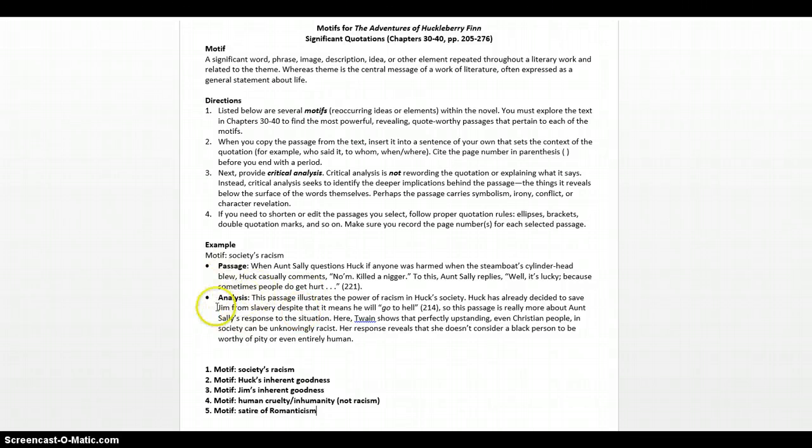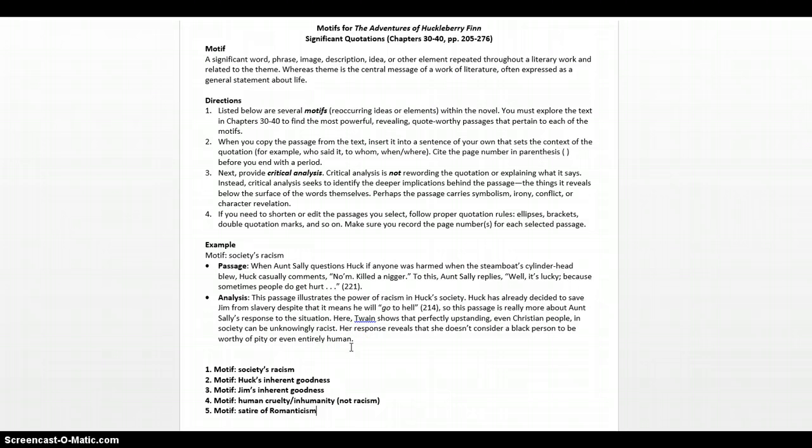If you look at the analysis, I provided you with the idea that this passage illustrates the power of racism in Huck's society. Huck has already decided to save Jim from slavery, despite that it means he will go to hell. So this passage is really more about Aunt Sally, not about Huck. Here, Twain shows that perfectly upstanding, even Christian people, as Aunt Sally claims to be, in society can be unknowingly racist. Her response reveals that she doesn't consider a black person to be worthy of pity or even entirely human. So this clearly points to society's racism, which is then an event that creates that theme, slavery and racism, in the novel.